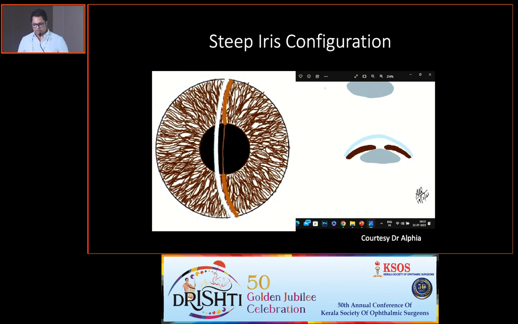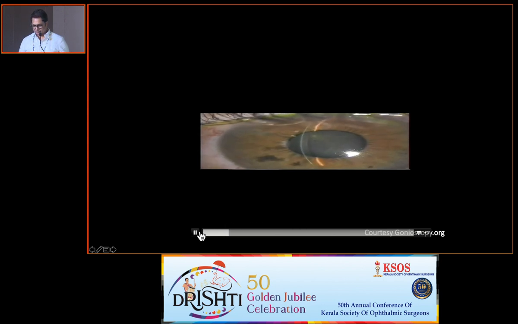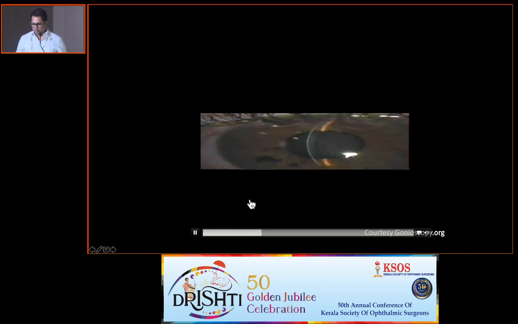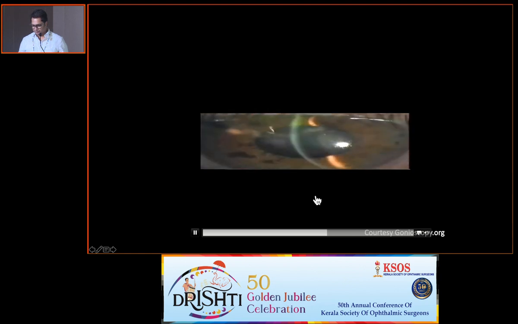Next is steep iris configuration. In this, there is no pupillary block. The entire iris is pushed forward. Classical examples are aqueous misdirection syndrome or choroidal effusion. So here, the central as well as the peripheral AC is uniformly shallow. This is an example of aqueous misdirection syndrome, post-trabeculectomy. You can see the angles opening up after mydriatics are used. Now the angles are open.